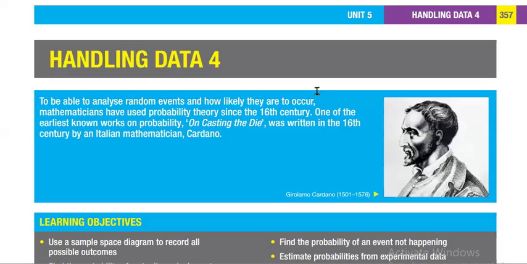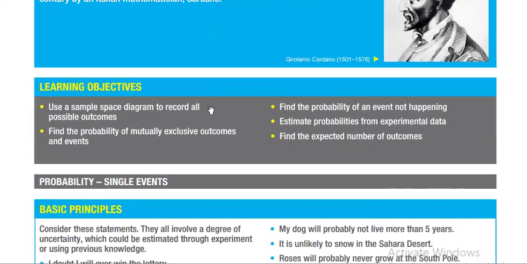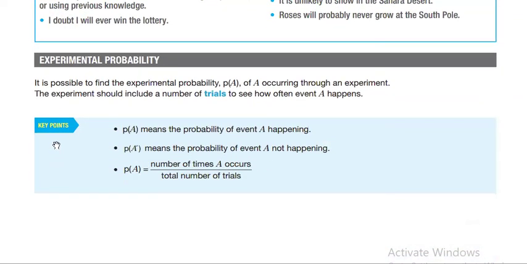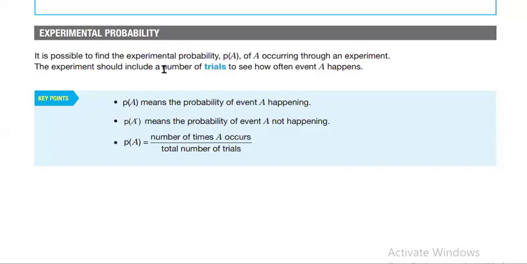In this video we're going to talk about Unit 5, Handling Data 4. In Handling Data 4 we're going to talk about probability. First, let's talk about experimental probability.